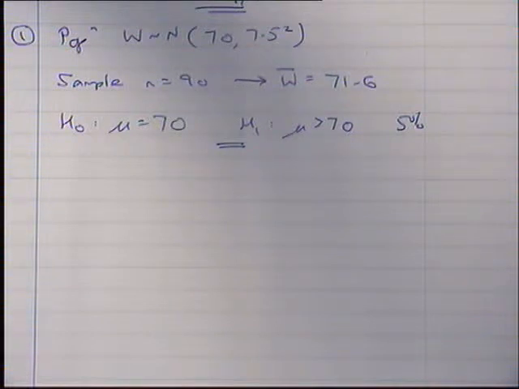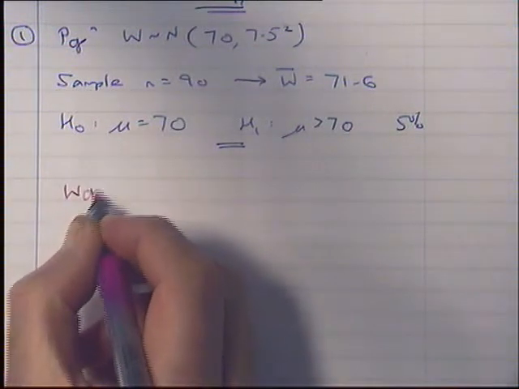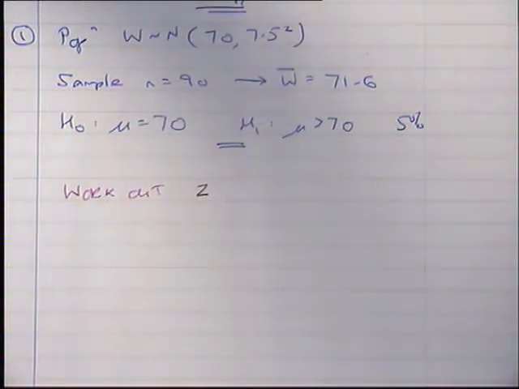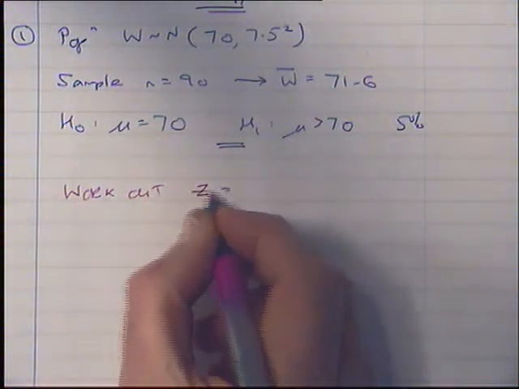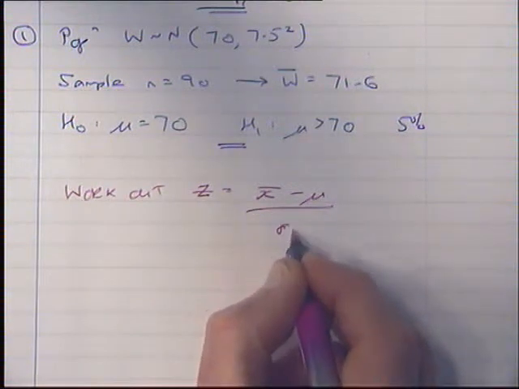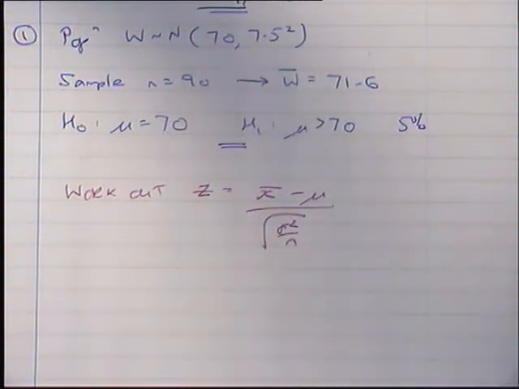Now, the new approach is we are going to work out Z. Now, we've come across Z's before when we were doing the normal distribution, and our Z here is going to be x bar minus mu over the square root of sigma squared over n, which is not an unfamiliar thing to us.